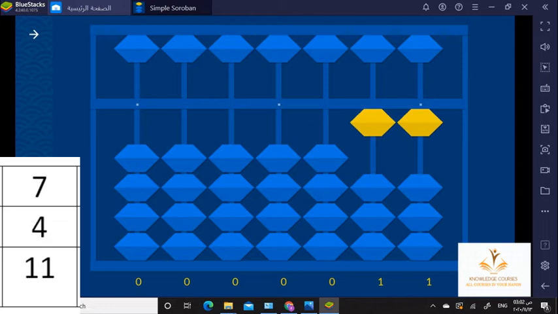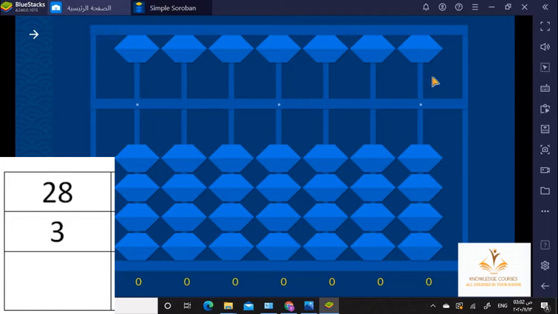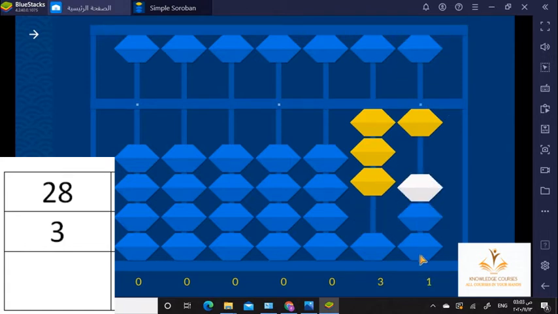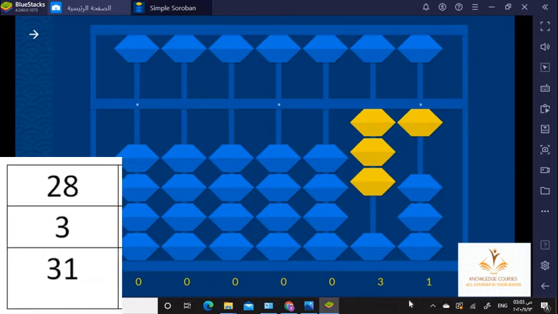Another example, 28 plus 3. 28 plus 3. So I can't represent 3 in the unit, so the big helper of 3 is 7. Activate 10 and minus 7, equal 31.